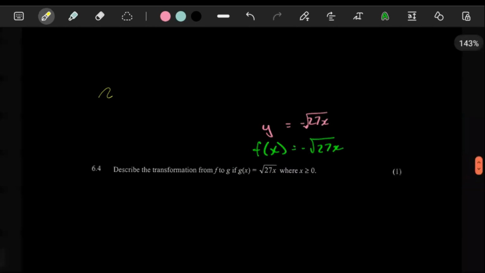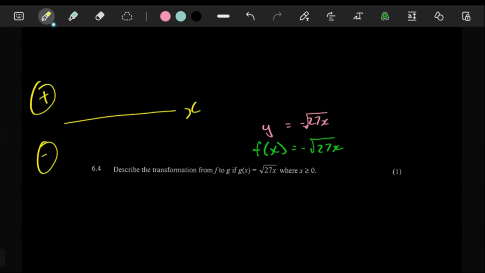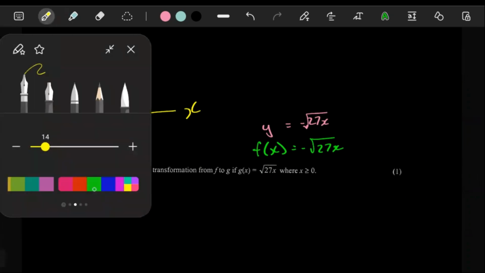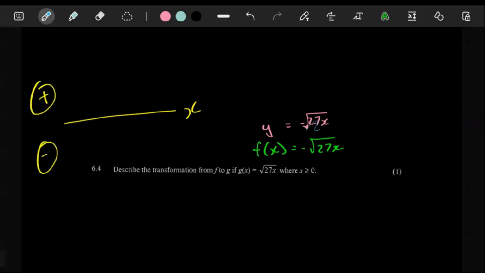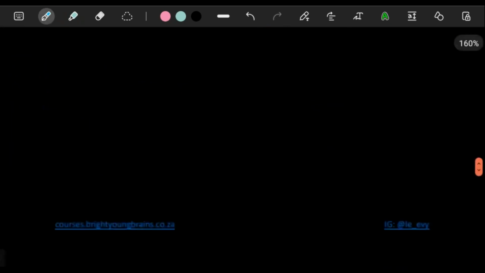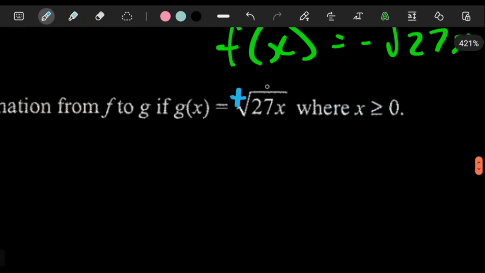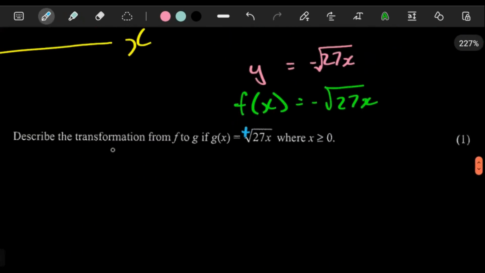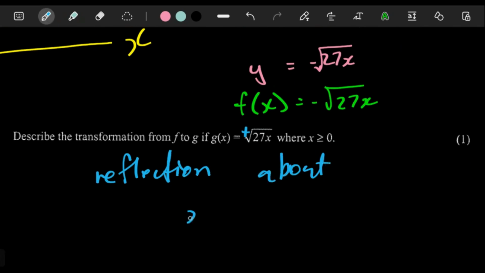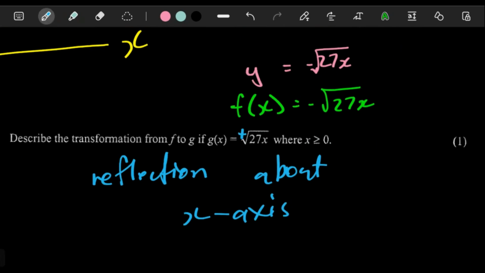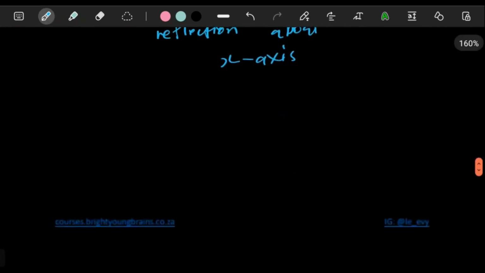Because if this is your x-axis, up here it's plus, down here it's minus. So a reflection about the x-axis is what changes things from positive to negative or negative to positive, like how it is here. So if they're saying describe the transformation, we can just say reflection about the x-axis, because your y values, which is what f represents, have gone from negative to positive. So that's a 1 mark question.